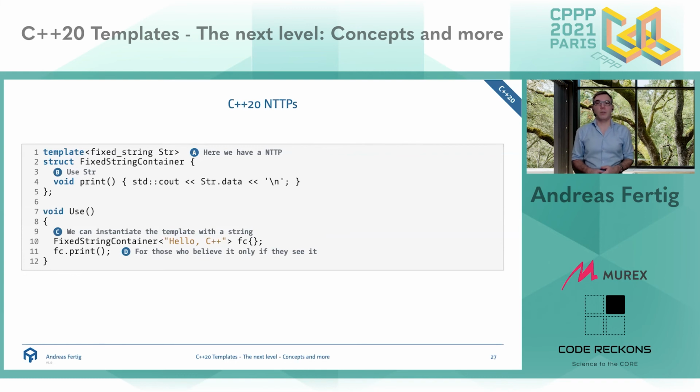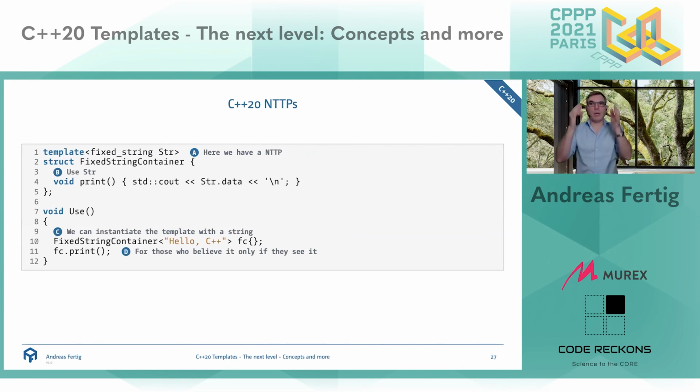My template struct here is called fixed string container. It contains a method in line number 4 called print. And in there, I'm using std::cout to print out str.data. This is the reason why data previously was public and not private. I want to have this example as short as possible. Now in line number 10, I create a fixed string container, and in the angle brackets, I pass the string "hello, C++". This is the first time that we can do this in this neat and concise way, okay?